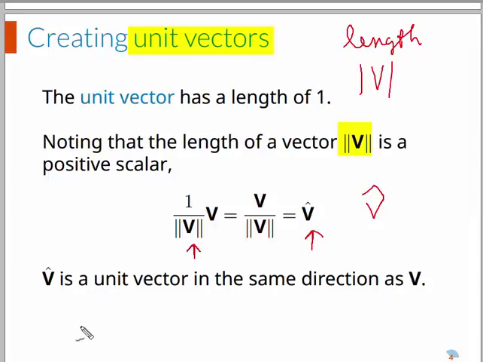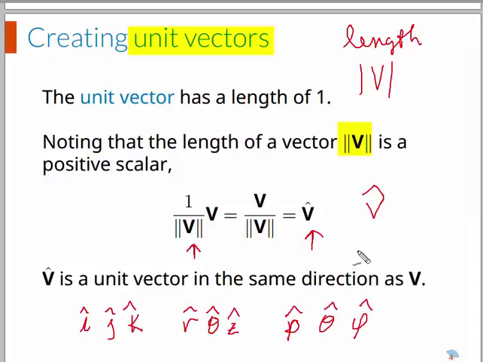If you recall from the coordinate systems, we had basis vectors i, j, and k in the Cartesian system. In the cylindrical system we had r, theta, and of course another one, z. In the spherical system I used rho, theta, and phi. All these basis vectors are unit vectors. They have a length of 1. You don't have to divide them by anything to get that length of 1.